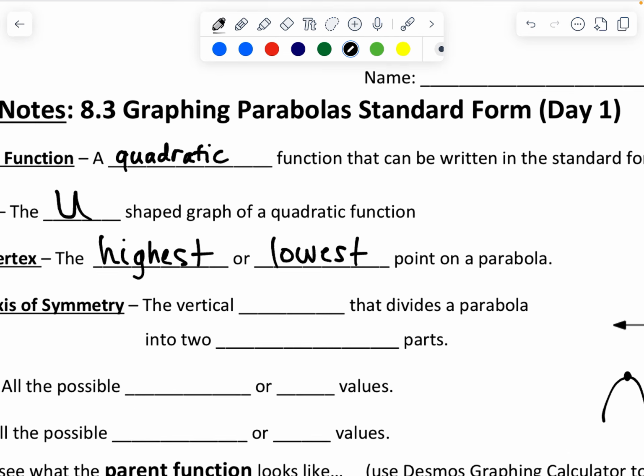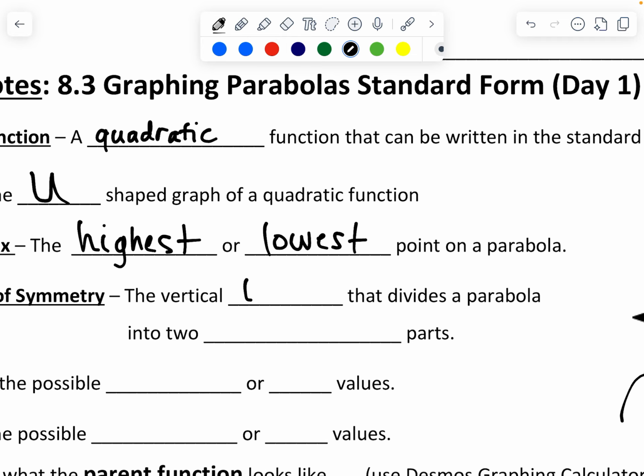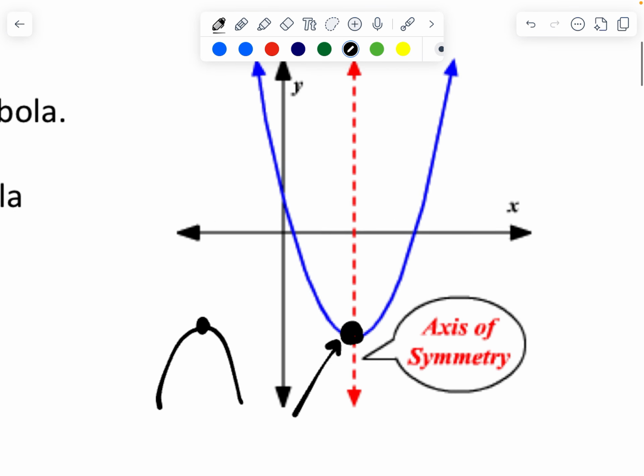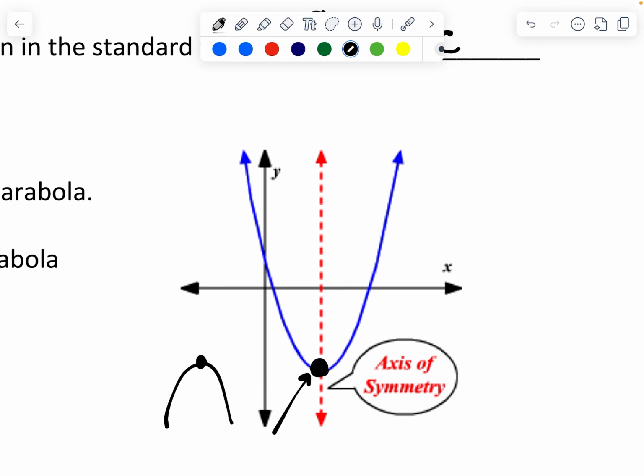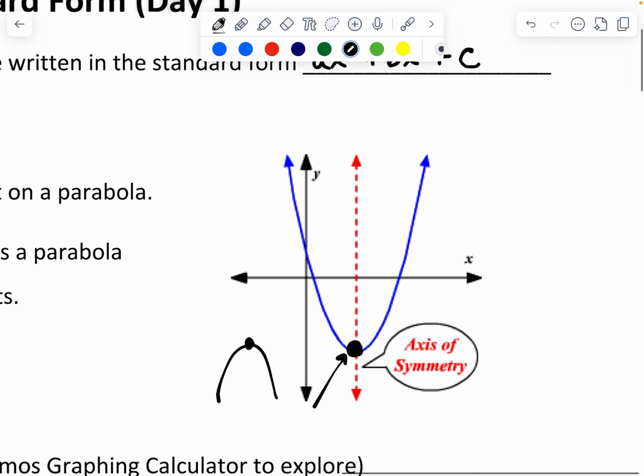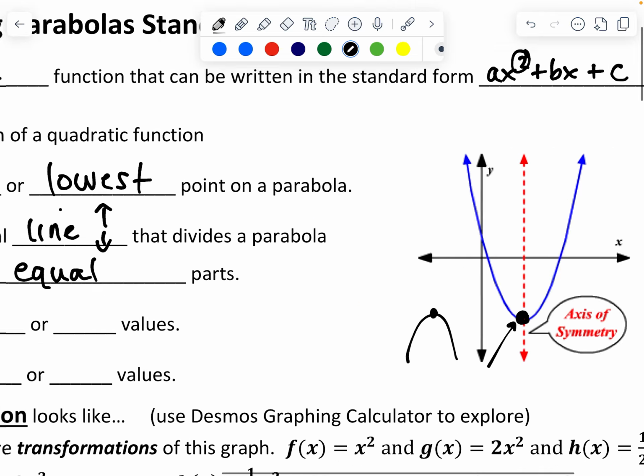Axis of symmetry. That's the vertical line that divides a parabola directly in half, so into two equal or symmetric parts. So we look over here. The axis of symmetry is the red line that goes down through the middle and cuts that parabola directly in half. So we know it's symmetrical, which makes it nice to graph.